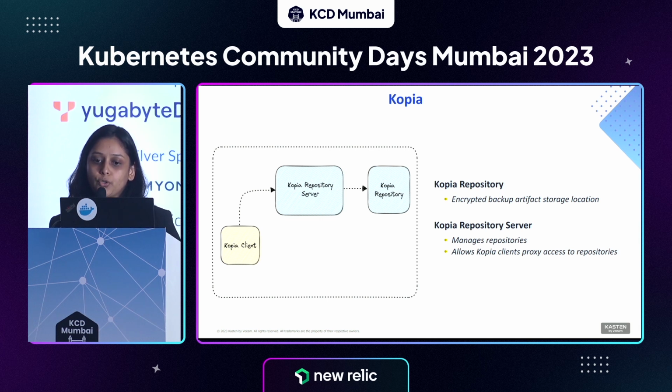apart from the credentials that are used to connect to the backend storage. Kopia repository server is something that manages these repositories, and it allows proxy access to the underlying storage, which means the clients that are going to connect to the backend storage need not have the information of what credentials they need to connect to it. They just need to connect to the Kopia repository server, and the Kopia repository server is going to handle the upload and download of the data.